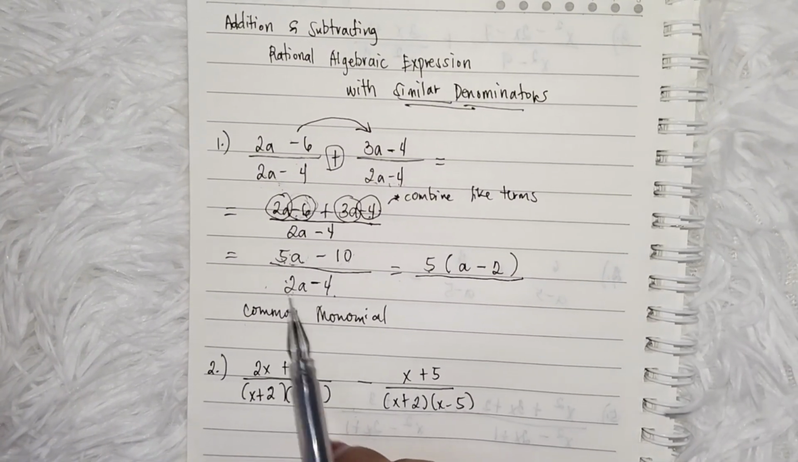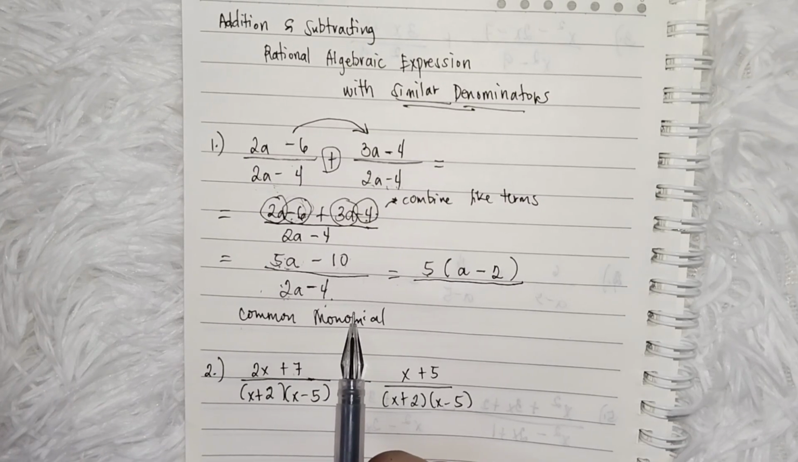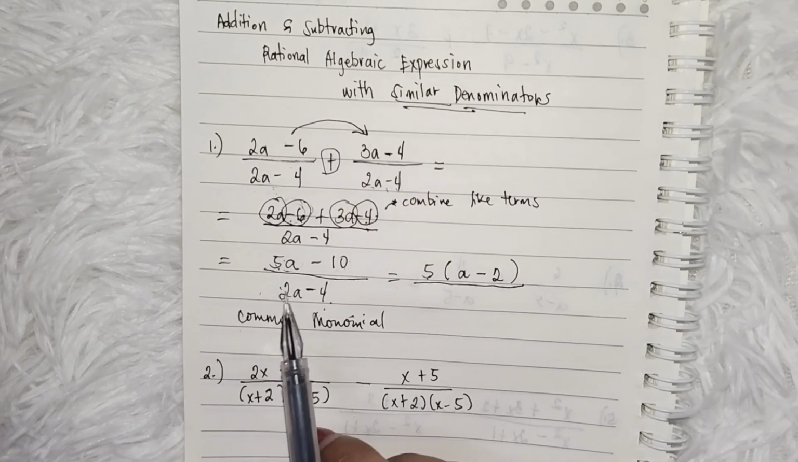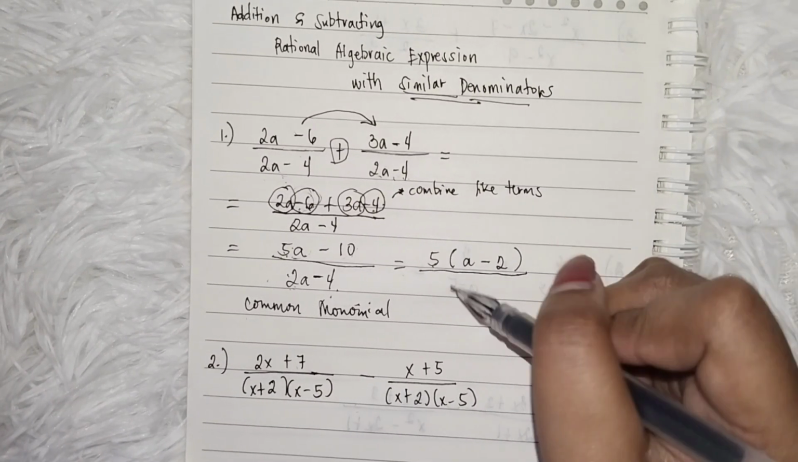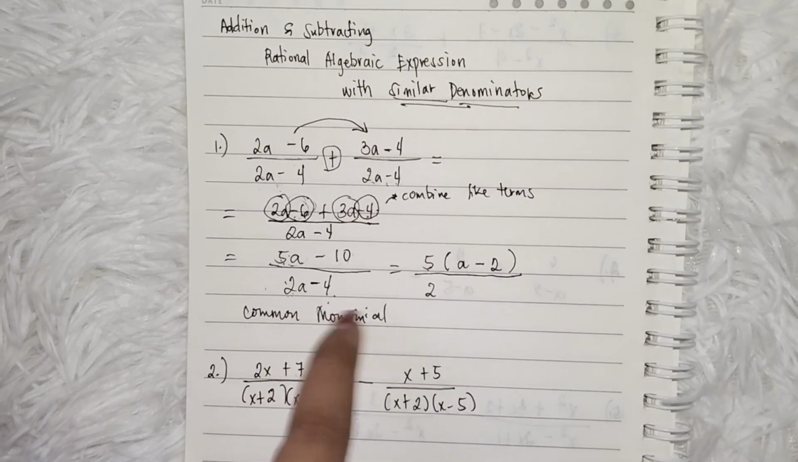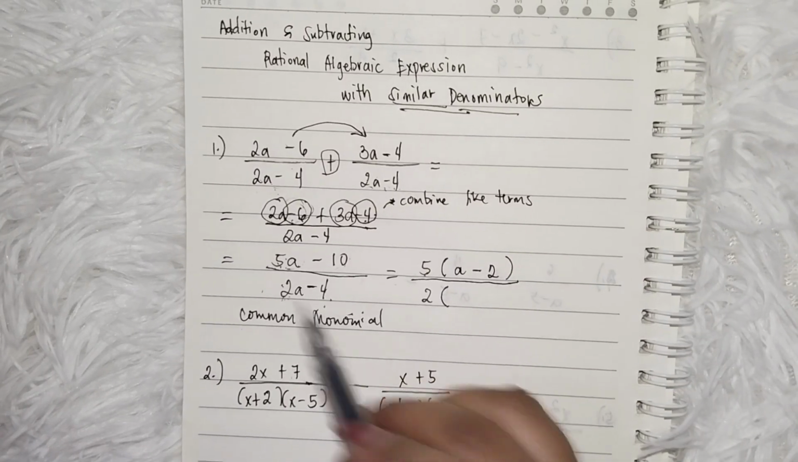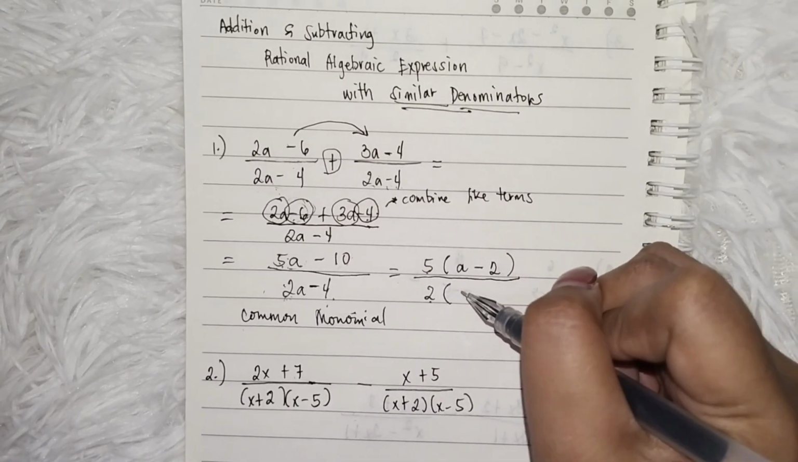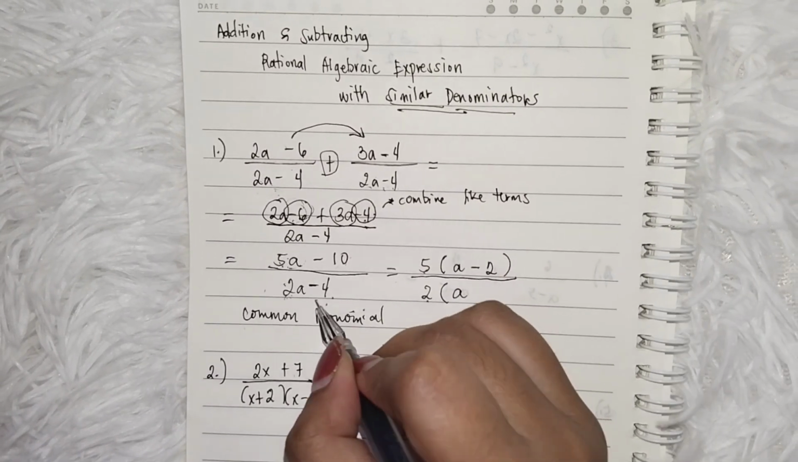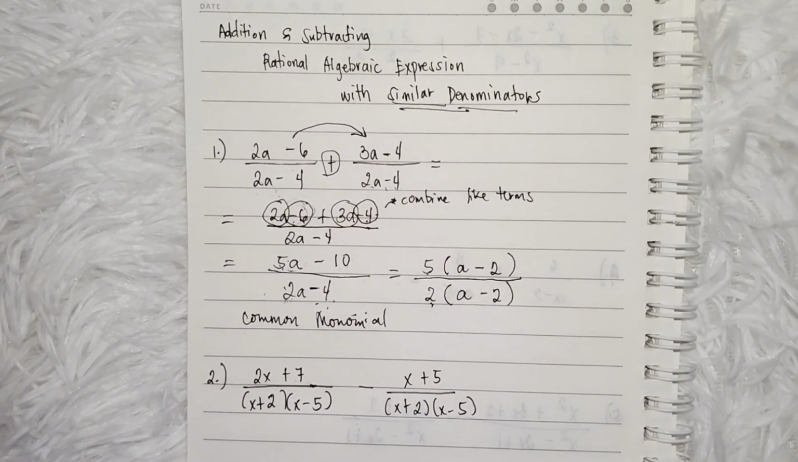Dito naman, 2 and 4. Ano naman yung 2a and negative 4? So, ano naman yung common factor? Common factor between 2 and 4 is, of course, 2. Because 2 is the only number that can divide 2 and 4 at the same time. So, then, divide 2a divided by 2. That's a already. Then, negative 4 divided by 2. That's negative 2. And that's it.